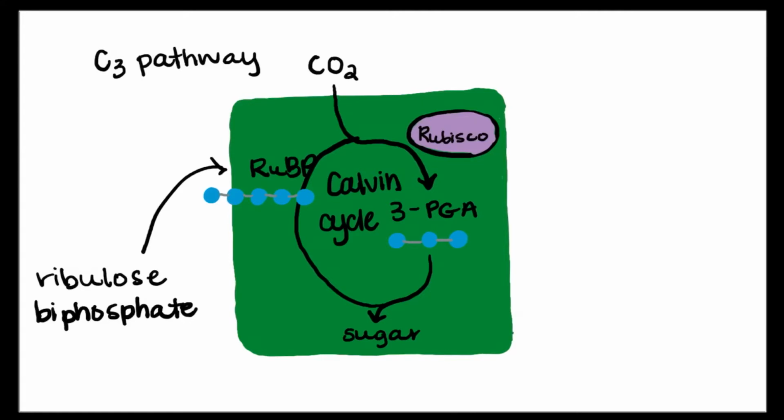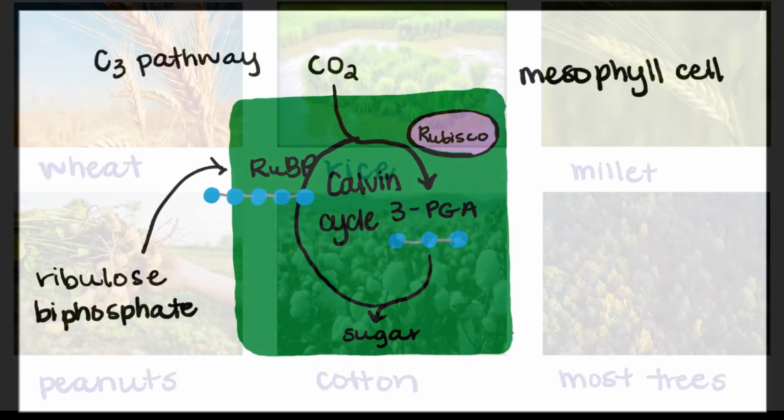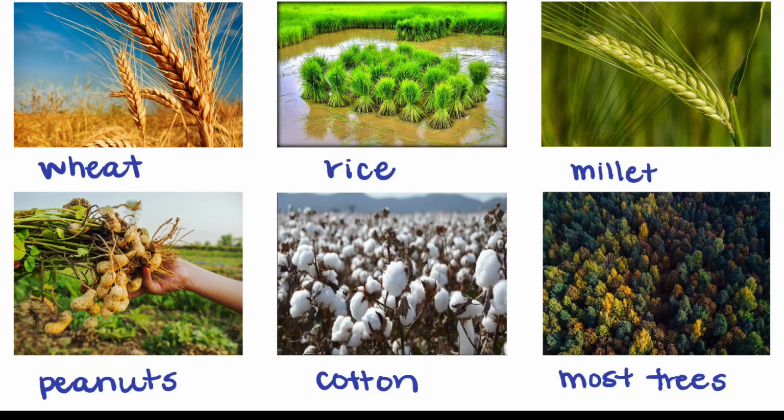Again, it is important to note that this reaction only happens inside of the mesophyll cells of the plant. Some examples of plants that undergo C3 photosynthesis include wheat, rice, millet, peanuts, cotton, and most trees. In fact, about 85% of the plants in the world are C3 plants.